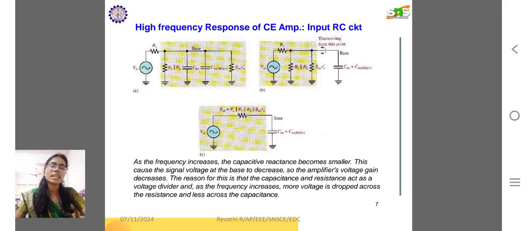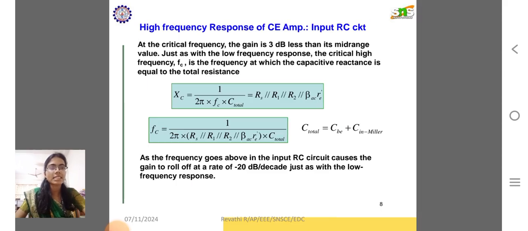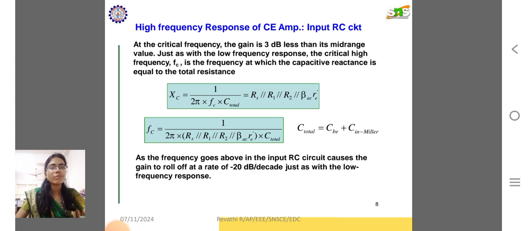As frequency increases, the capacitive reactance becomes smaller. This causes the signal voltage at the base to decrease, so the amplifier's voltage gain decreases. The reason for this is that the capacitance and resistance act as a voltage divider, and as the frequency increases, more voltage is dropped across the resistance and less across the capacitance. At the critical frequency, the gain is 3 decibels less than its mid-range value, just as with the low frequency response.